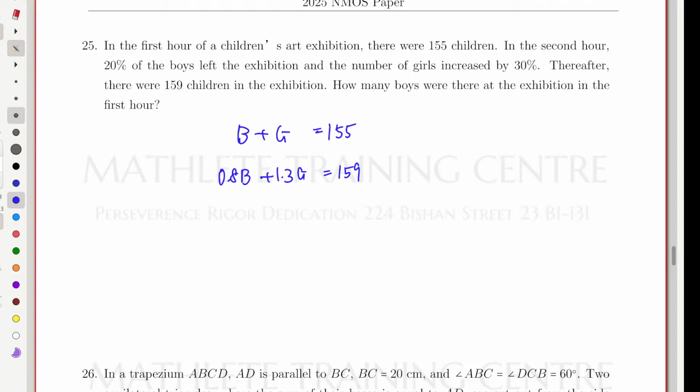So again, we're trying to do the same thing where I try to remove either B or G. Here I notice one way to remove B is I multiply this one by 4, I multiply this one by 5, then I have the same number of B. 4B plus 4G, if I multiply by 4, is equal to 620. If I multiply by 5, I can get 4B as well. 1.3 times 5 is 6.5. This is 159 times 5. That's equal to 795.